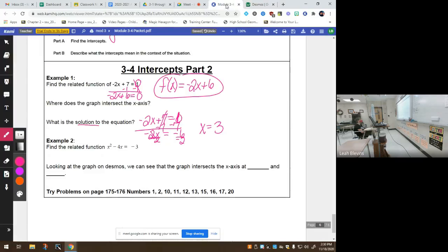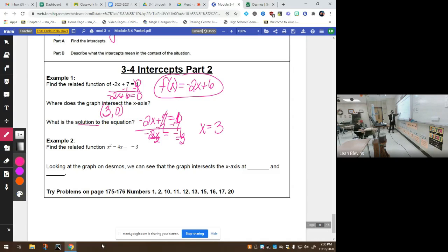If you look back here, what did we get when we solved that equation? 3. Coincidence? I think not. You think it's coincidence? It's not. It's not coincidental. The graph intersects the x-axis at the point (3, 0). And the solution to the equation, if we solve it algebraically, is 3.